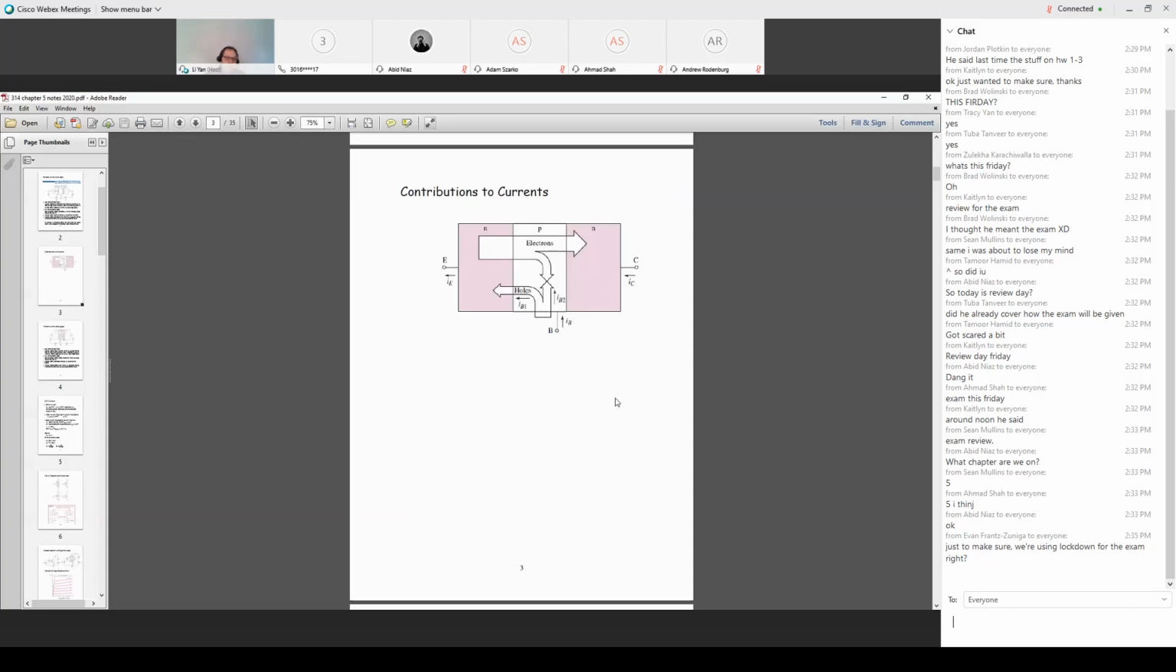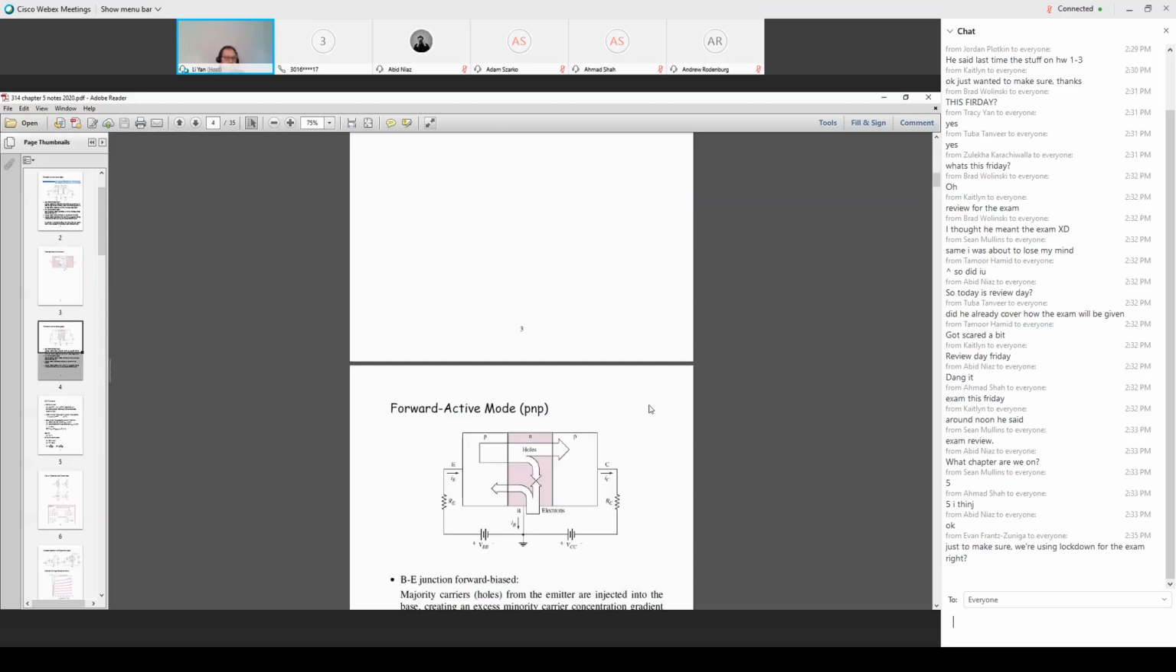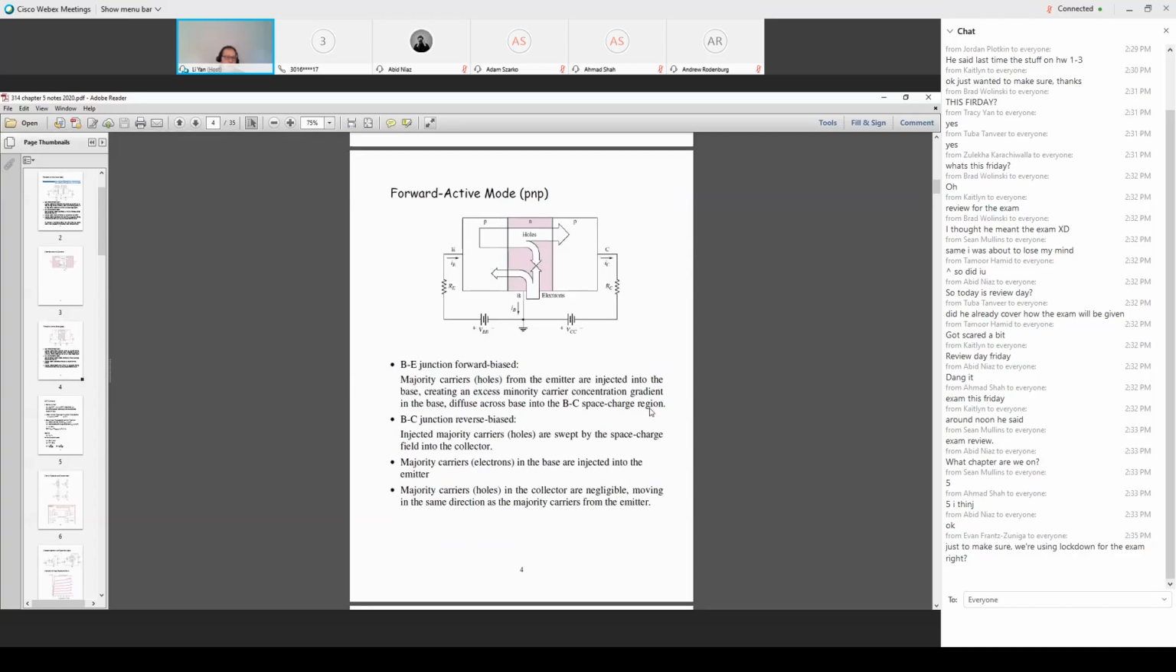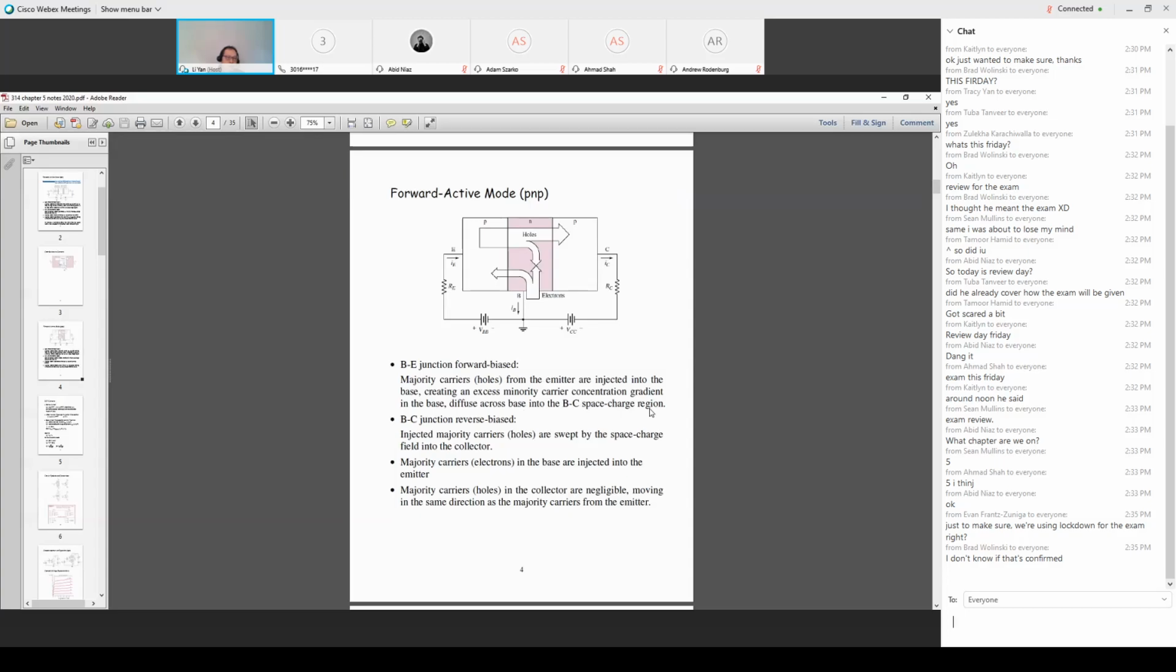Any questions on this basic operation principle? If not, this is a PNP. The principle is similar, just with electrons and holes exchanged. The power supply voltage reverses polarity, and the directional current actually flows the opposite way because the charge carriers change from electrons to holes. Any questions?